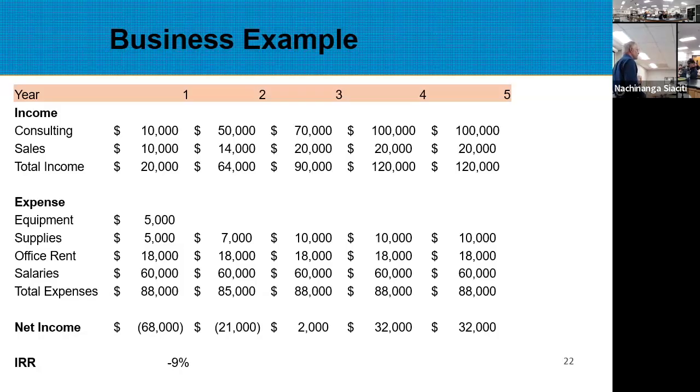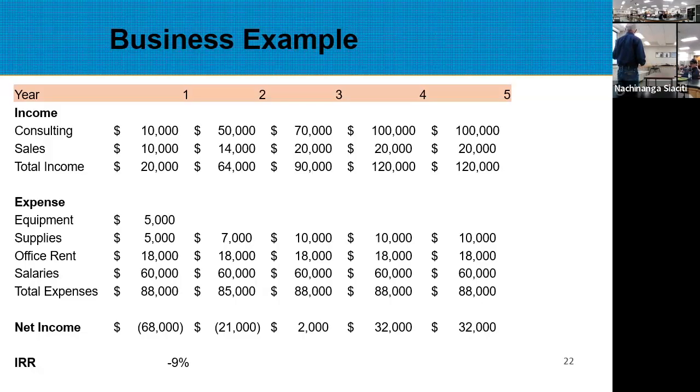Since we're starting a business, first year, we're going to have a few expenses that don't repeat. You have to buy a new computer, you have to buy a desk, whatever. And then you have ongoing supplies that you're going to need, like paper, printers, and consumables. You've got your office rent, salaries for other employees. And so your total expenses in this case are about $85,000 to $88,000.